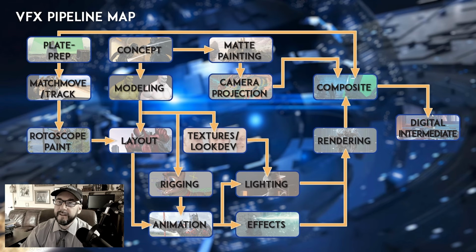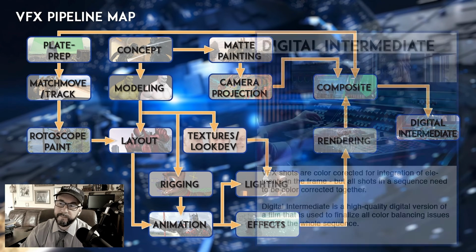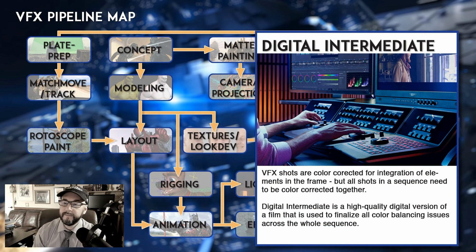Digital intermediate is a pretty important step, and we're not going to talk much about it in this course, but just to make you aware of it, it's basically color correction. VFX shots are color corrected for integration of elements in the frame, but all shots in a sequence need to be color corrected together. A VFX compositor will work on one shot at a time, and they don't have the luxury of seeing what the other shots are around the one shot they're working on. And if the color is way off, somebody has to go through and look at the whole sequence together to make sure they all look alike. That is called the DI, the digital intermediate.